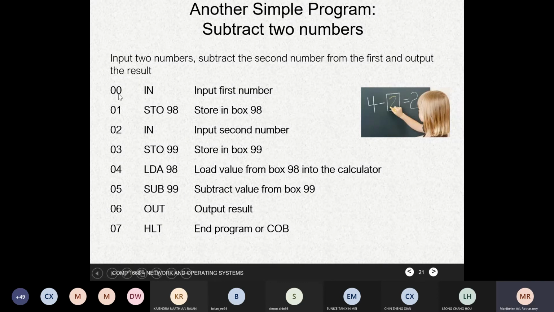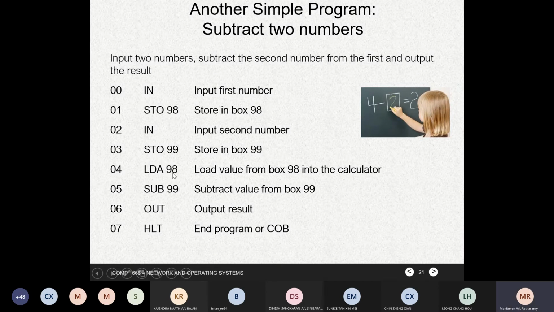Mailbox 00, mnemonic IN, input the first number. Then you store the first number. You see now they store in 98, not 99, 98. They use 98 first. Store in box 98. Then input the second number, they store in 99. So now you see the two numbers are being stored in two different mailboxes. One in 98, the other one in 99.